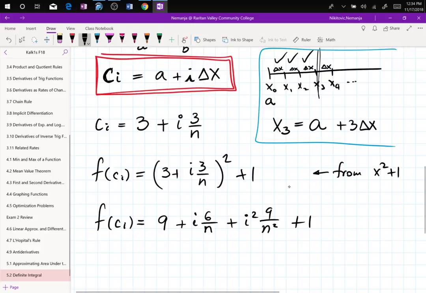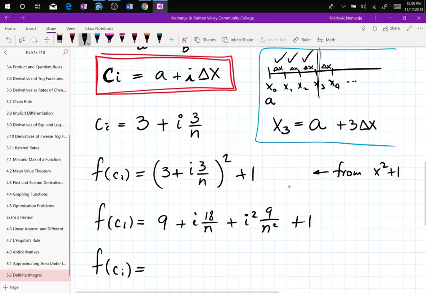I just expanded this and I used the formula, a squared plus 2ab. Oh, 2ab. 3 times 3 is 9 times 2 is 18. See, that would be wrong. 3 times 3 is 9, times 2 is 18, times i over n, and then we have i squared over n squared. Good. So f of c_i is given as, and we can put the square first, 9 over n squared i squared plus 18 over n i plus 10.